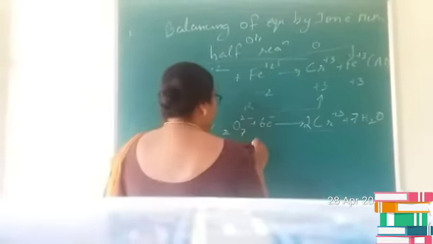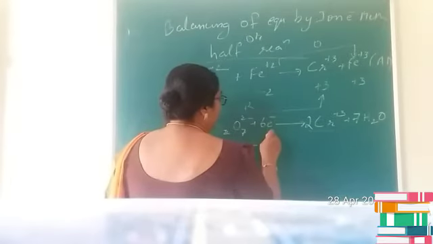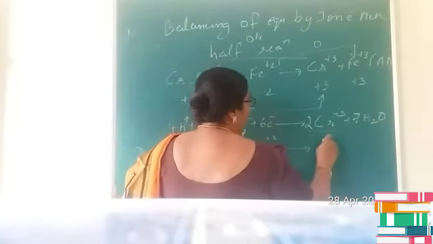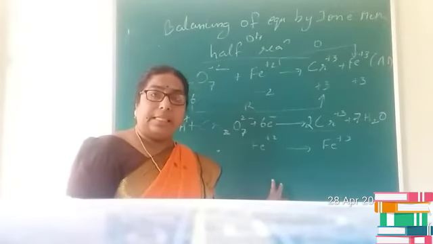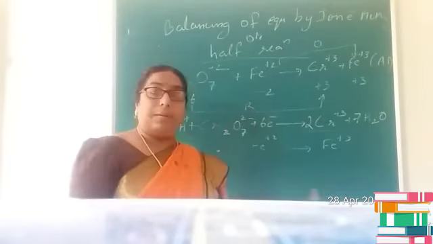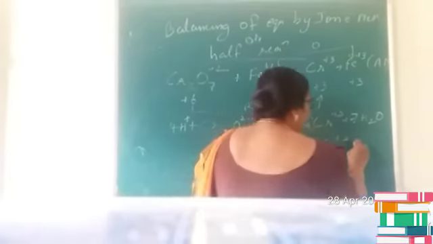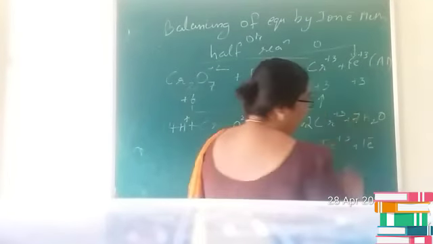Now let us consider the oxidation reaction. It is Fe 2 plus will give you Fe 3 plus. Here the atom is already charged, only there is a difference in charge. Here plus 2 and plus 3. So what will we do? Yes, add 1 electron.